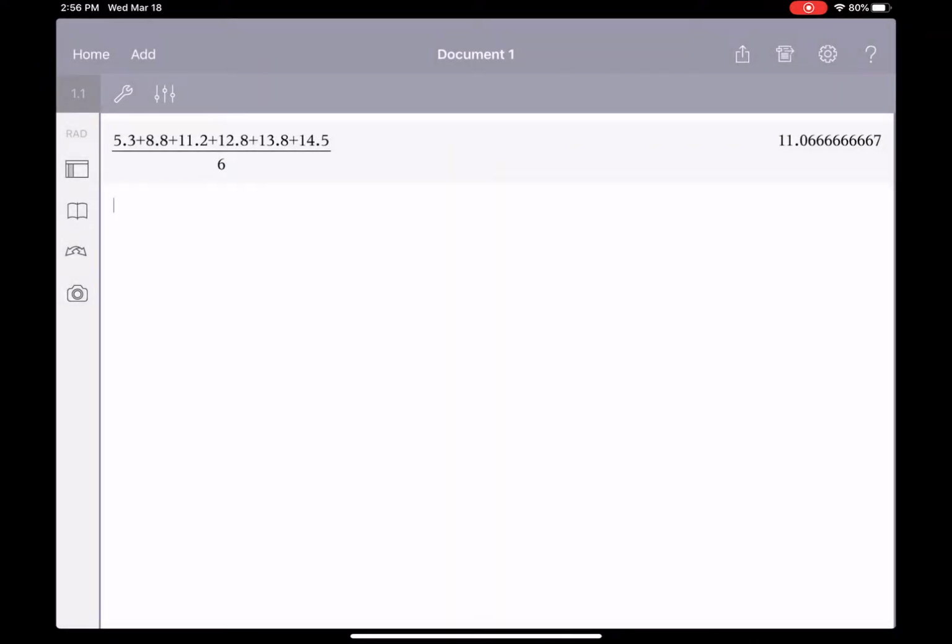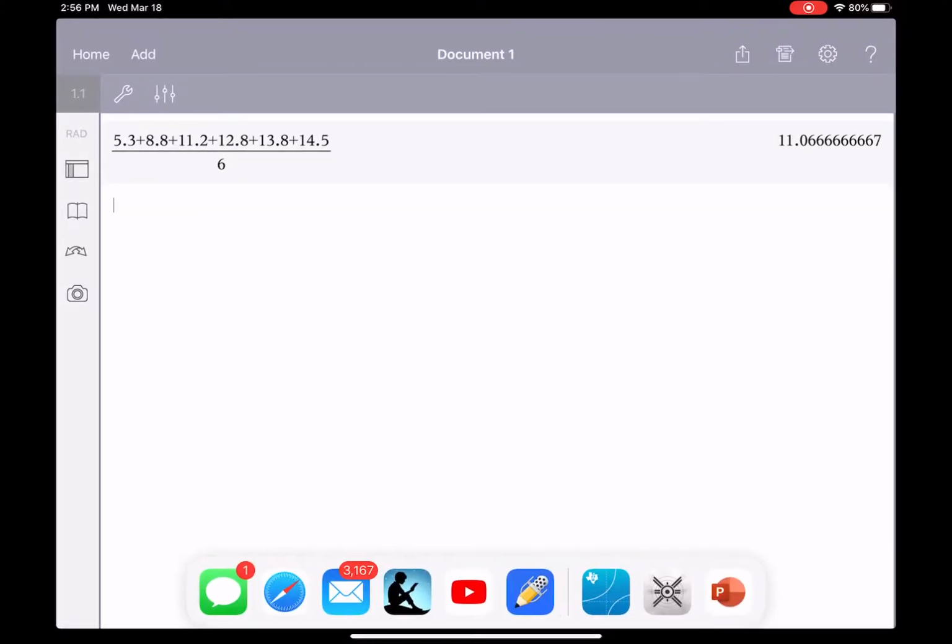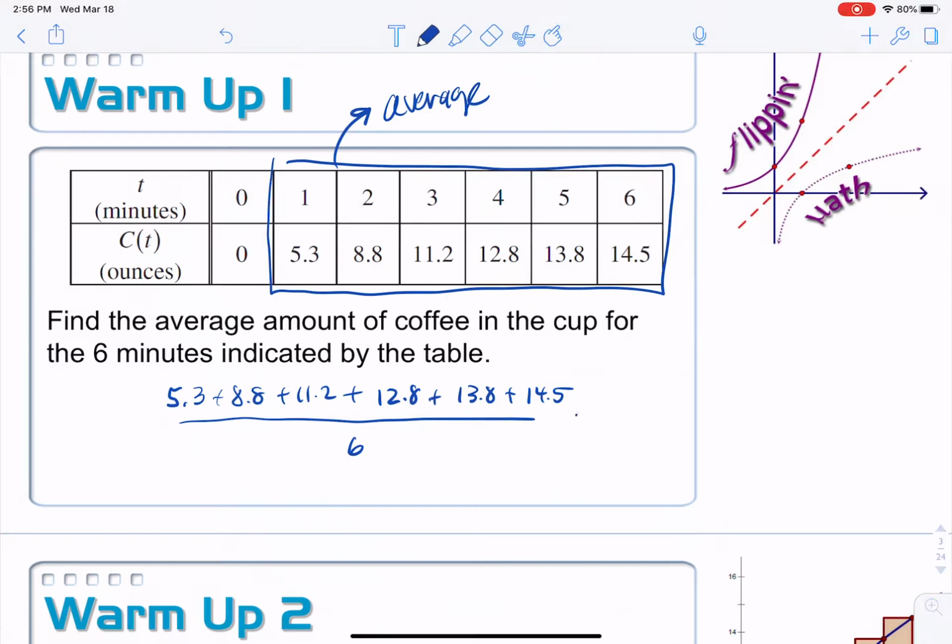And then, of course, for the purposes of the AP exam, they want us to record just 3 decimal places. So this is 11.067. And as far as the units goes, this is in ounces. All we did was add up each thing down here at the bottom, which is in ounces. This is the average number of ounces in the cup over that time interval.